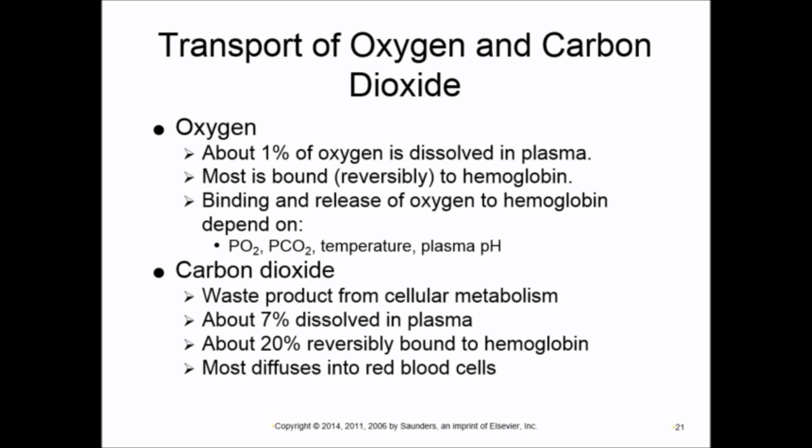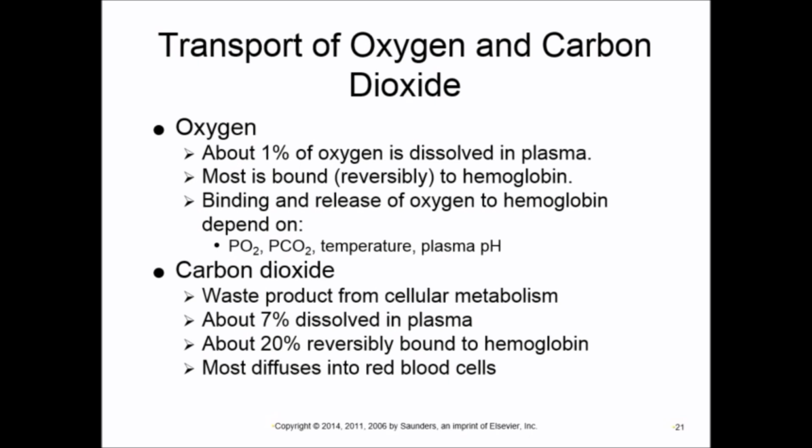What's the PO2? And what's PCO2? What's P? What does P stand for? The first letter of what? Yeah. P means pressure. PO2, the pressure of oxygen in the blood. PCO2, the pressure of carbon dioxide in the blood. P is for pressure. Temperature, pH. These are the factors that will tell the hemoglobin to leave oxygen or not leave it.